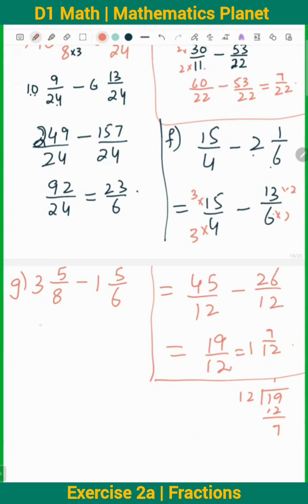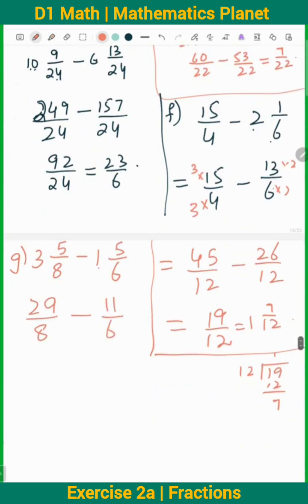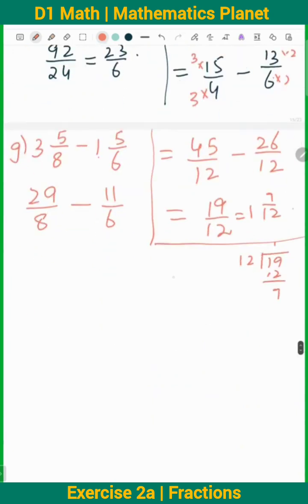You can write 29 by 8 minus 6 times 1 is 6, 11 by 6. Okay, now what is the LCM for 8 and 6? 2 times 4 is 8, 3 times 2 is 6, 4 times 2 is 8, 24. 24 is the LCM. So you need to make them 24. How will you make them 24? By multiplying it with 4.